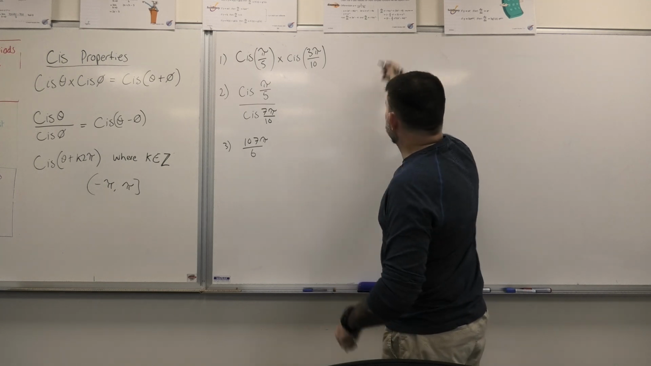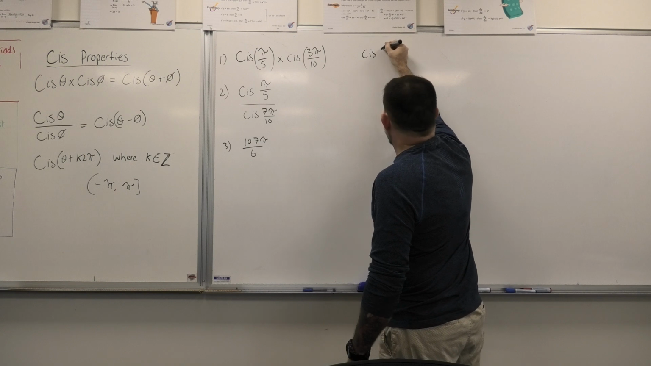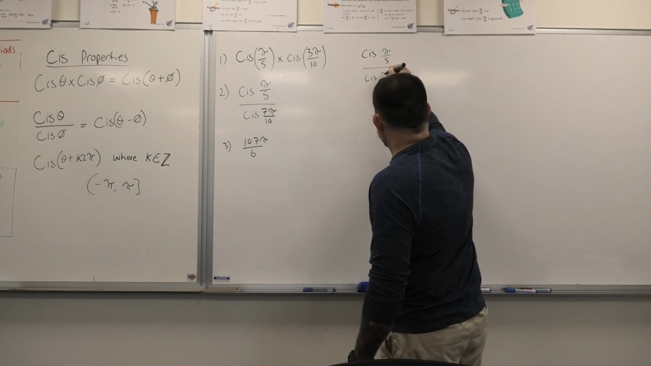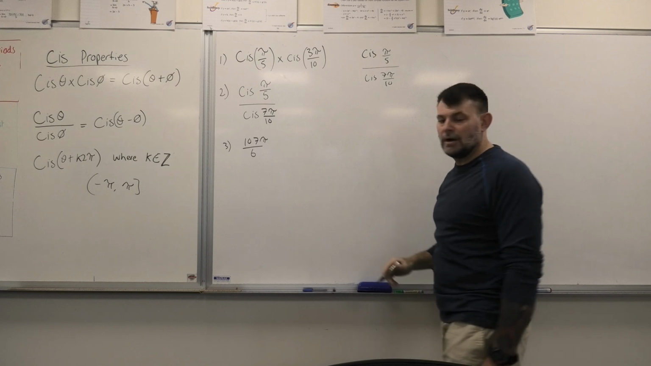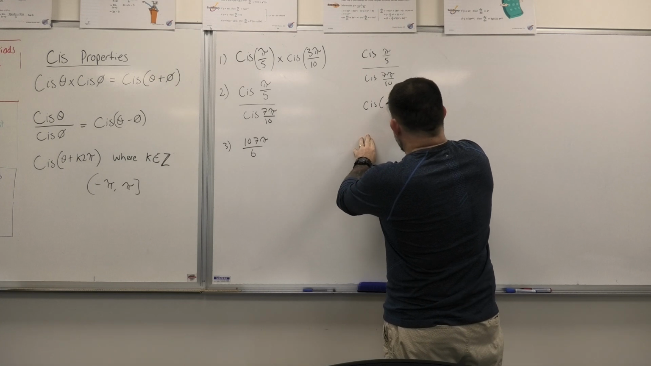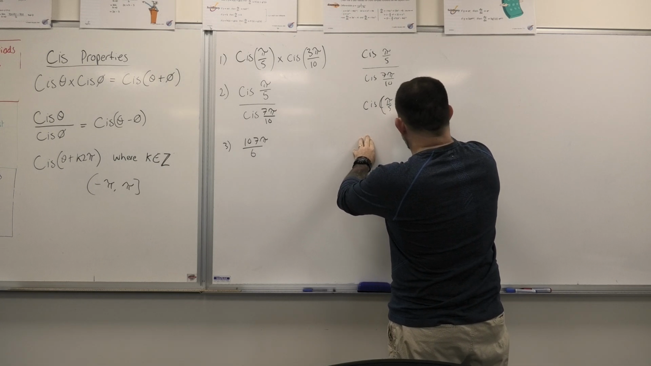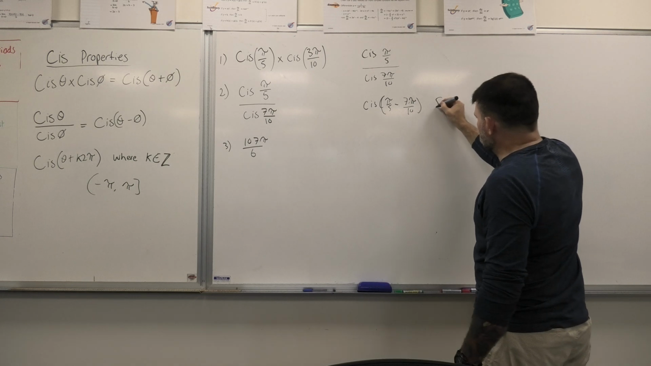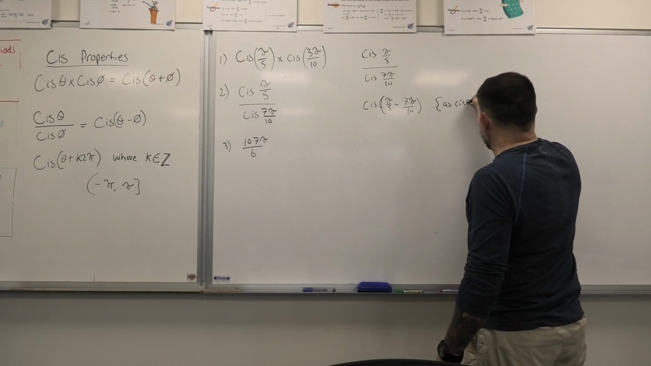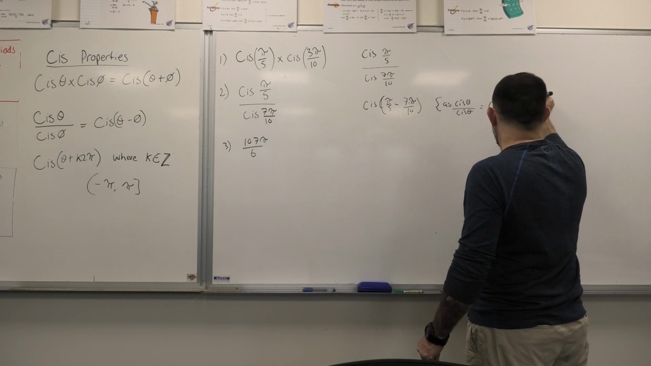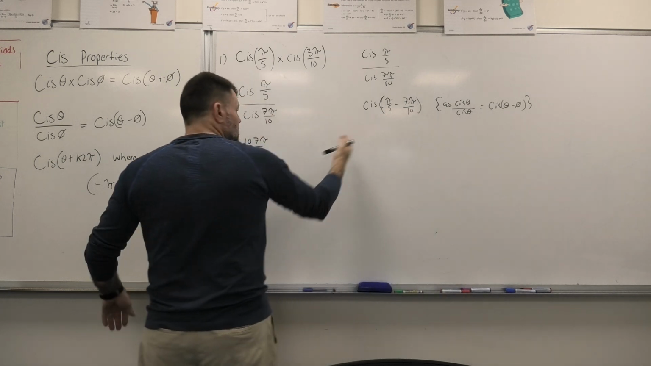Our second example is CIS pi on 5 over CIS 7 pi on 10. So therefore, CIS of pi on 5 minus 7 pi on 10. Our little statement here is CIS theta over CIS phi is equal to CIS theta minus phi.